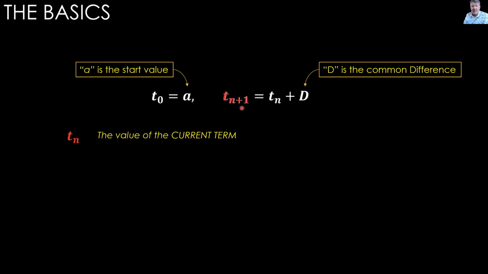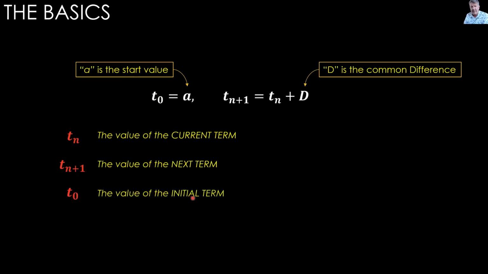This one, Tn plus 1. If Tn is the current term, Tn plus 1 is going to be the next term in your sequence, the value of the next term. T0, now if A is the start value, T0 is just the way we say the value of the initial term of your sequence. So we've got the initial term, we've got the current term, we've got the next term.